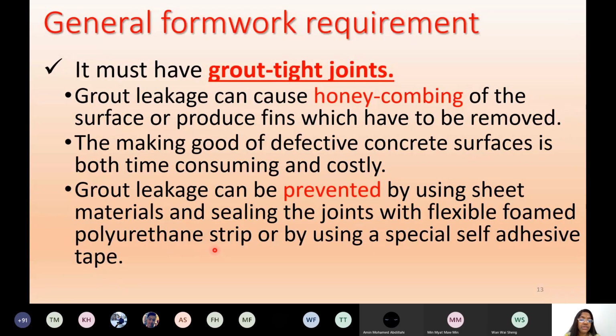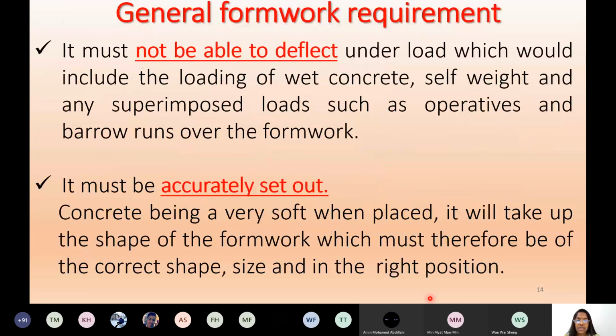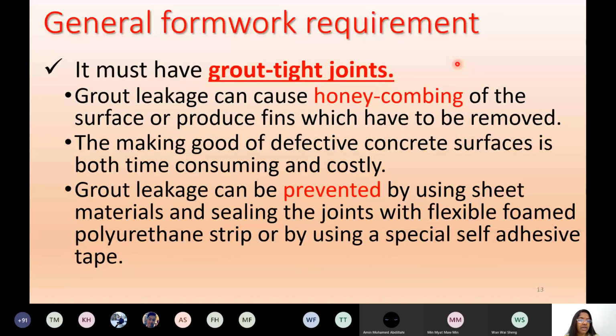You can use this polyurethane strip or special types of adhesive tapes, depending on the material the adhesive can stick to on the surface. You can use it accordingly to prevent this honeycombing. It must not be able to deflect under load. Basic requirements, and number one is the joints, because you're using panel by panel. It's not one panel which holds the entire slab.